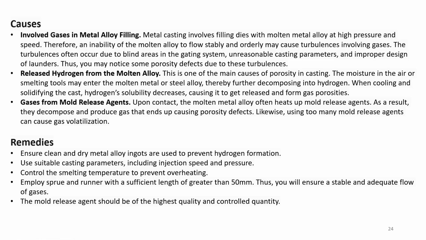Released hydrogen from the molten alloy is one of the main causes of porosity in casting. The moisture in air or smelting tools may enter the molten metal or steel alloy, thereby further decomposing into hydrogen. So, when cooling and solidifying the cast, the hydrogen solubility decreases, causing it to get released and form gas porosities.